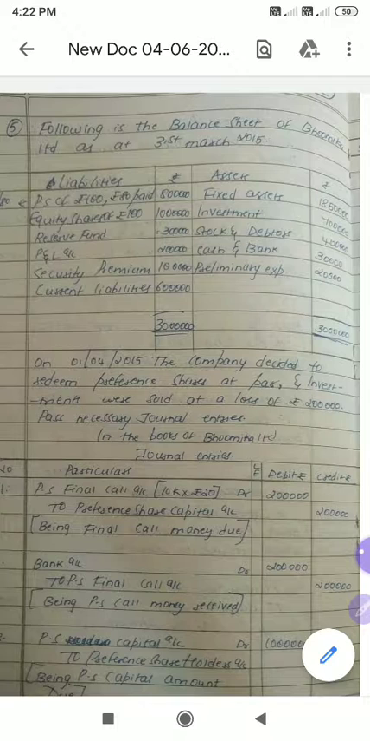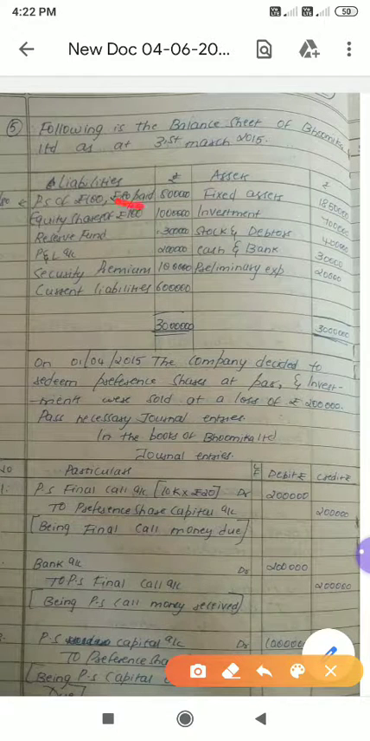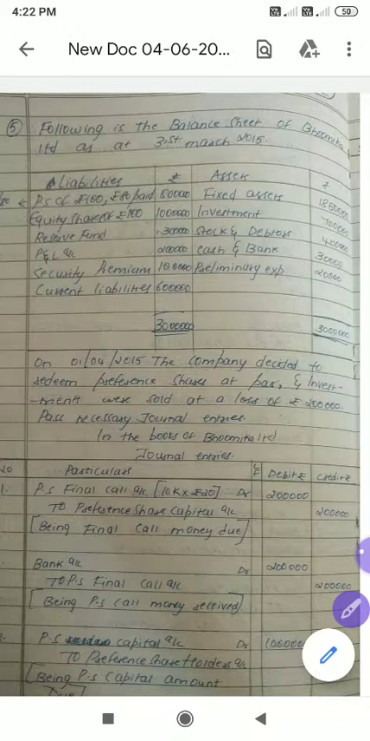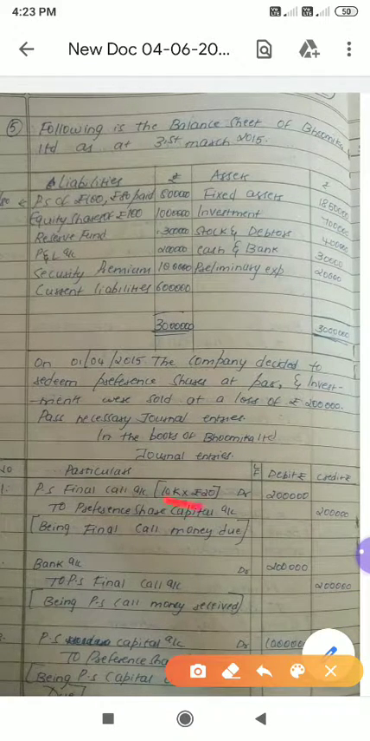Out of 100 rupees, they have paid 80 rupees. The balance 20 rupees is uncalled amount. So you have to call now. 10,000 into 20, we will get 2 lakh. So what should be the journal entry? Preference share final call account debit, that is 10,000 into 20, we will get 2 lakh. And the same will be transferred to preference share capital account. So 2 lakh, that is only a due entry. You have to pass the due entry.